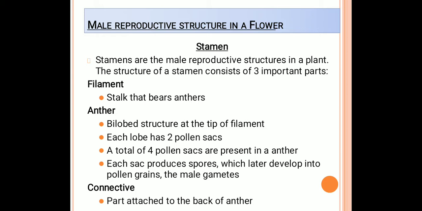Next is the connective. The connective is the part attached to the back of the anther. The part attached at the back of the anther is called the connective. So these three are the male reproductive structures in a flower.